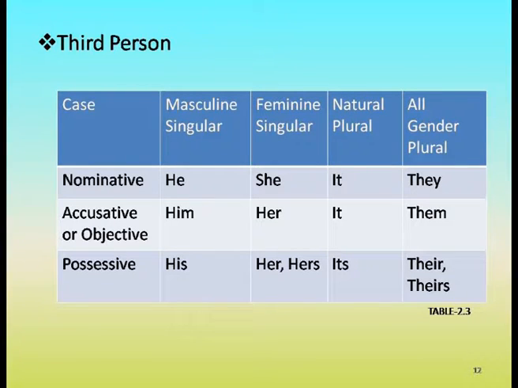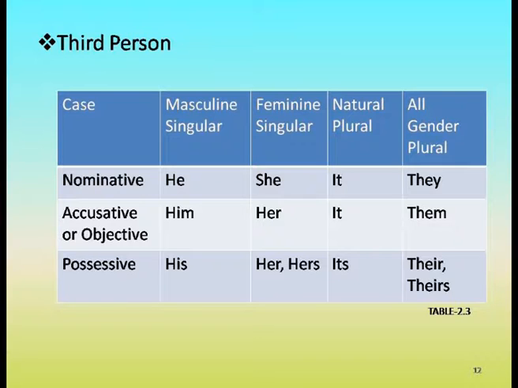Third person, the case. In the nominative case, for masculine singular, it will be he. For the feminine gender, in the singular form, it will be she. In the neuter singular form, it will be it. For all genders plural, it will be they.